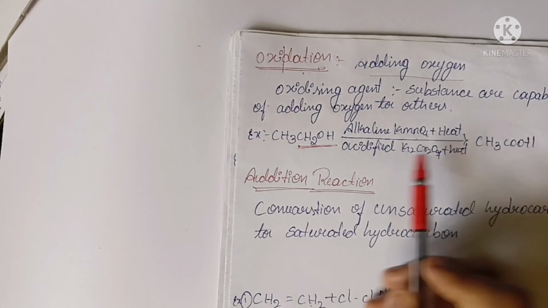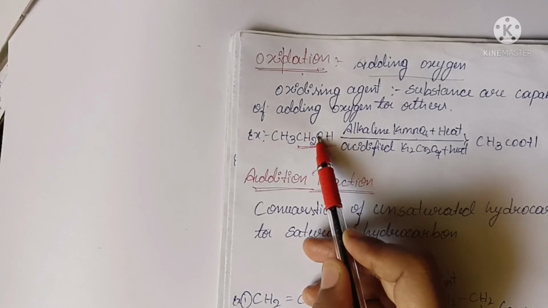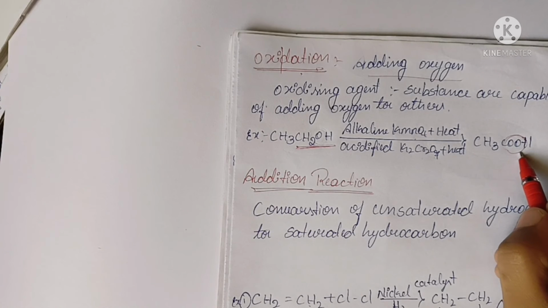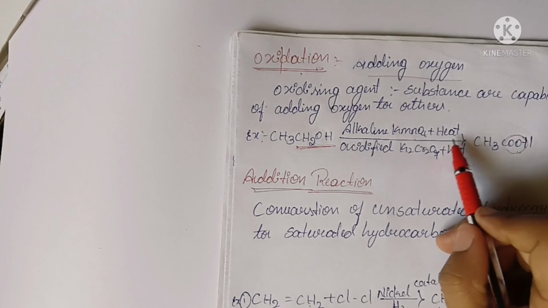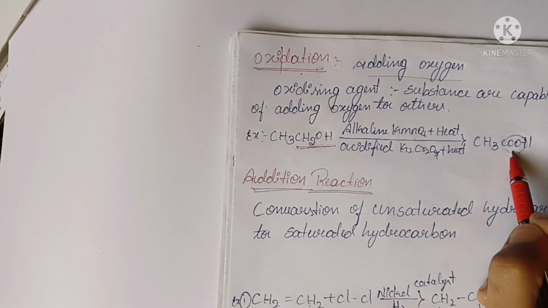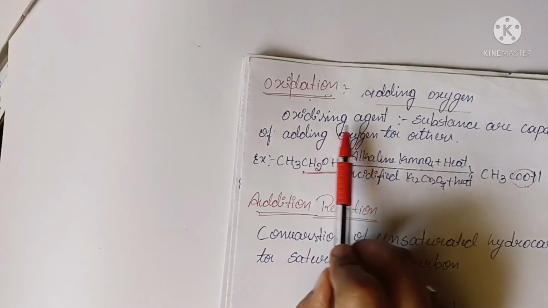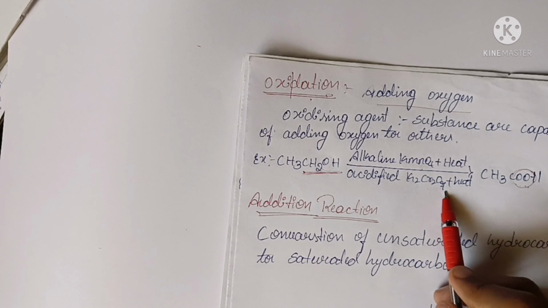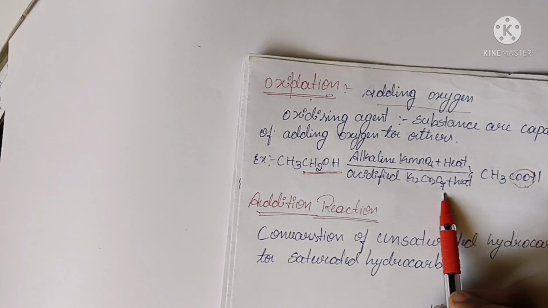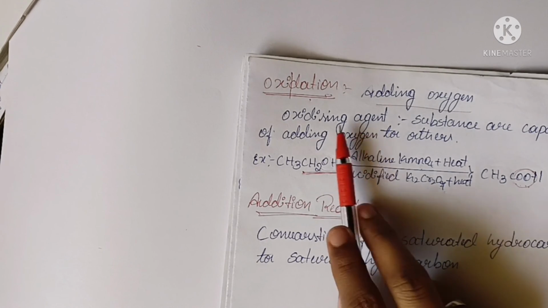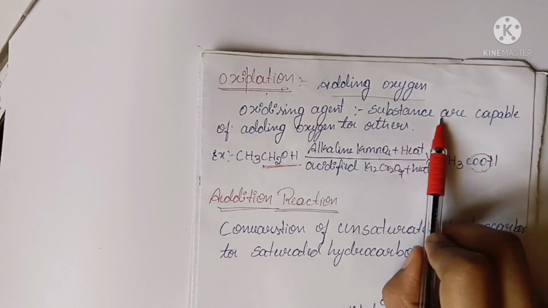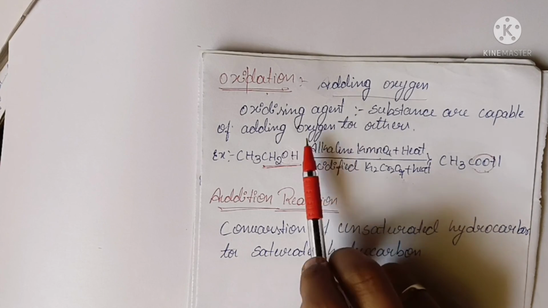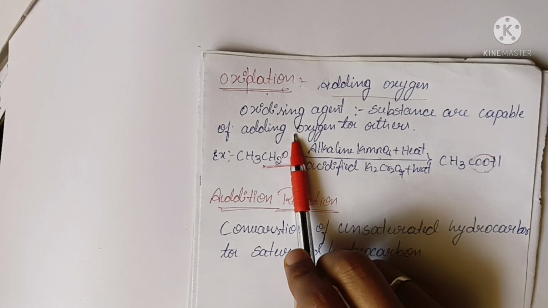So this is how. You can see the oxygen here. There is only one oxygen atom in the reactant, but in the product we got two. The substance adding the oxygen to the product is called an oxidizing agent. So here, potassium permanganate and acidified potassium dichromate act as oxidizing agents. What do we mean by oxidizing agent? A substance capable of adding oxygen to another is called an oxidizing agent. This is all about oxidation. I hope you got a clear idea.